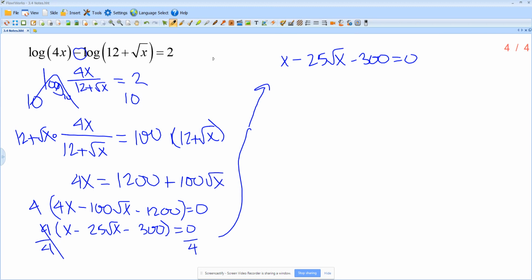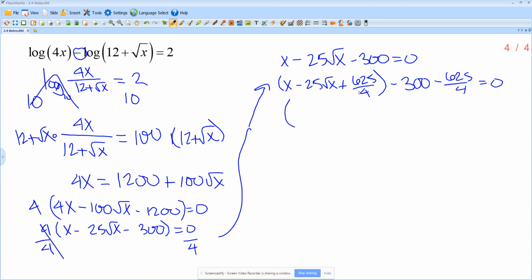So if I'm going to complete the square on this, I get x minus 25 square root x. And then you follow the same process. So half of b, so negative 25 over 2 squared, which is going to give me 625 over 4, minus 300 minus 625 over 4 equals 0.